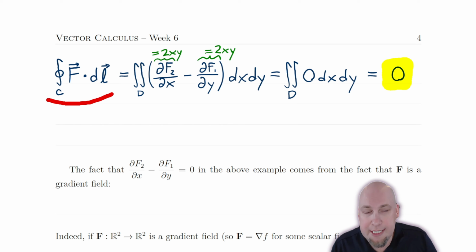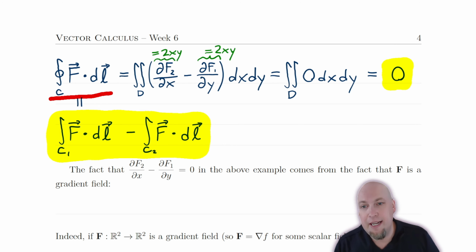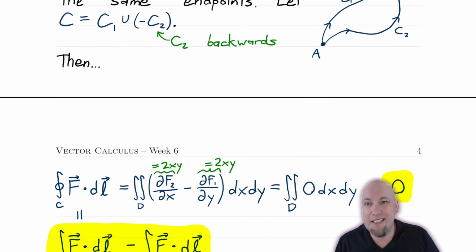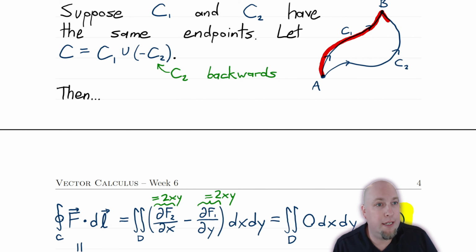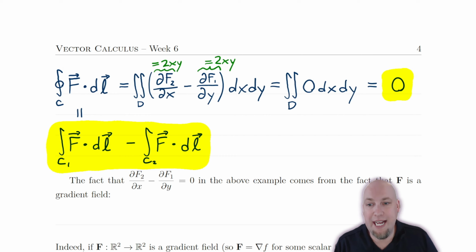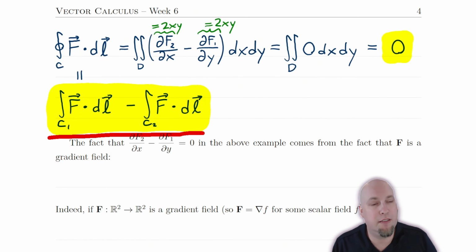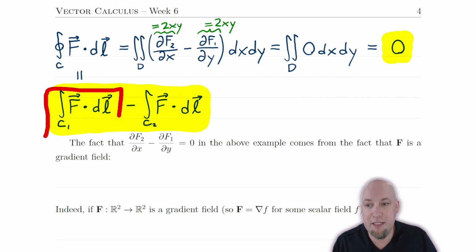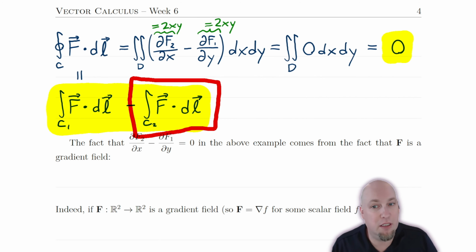So this vector line integral around the boundary is 0, but this vector line integral over C, I can break up into a sum of two different vector line integrals, right? I can break that up because C is the union of these two curves. If I integrate all the way along this curve, that's the same as integrating along C1 and then also integrating along negative C2. So that's what I've got here. And this minus sign rather than a plus sign is just because C2 is oriented backwards. So I get that this difference of vector line integrals equals 0. In other words, this vector line integral over C1 has to equal this vector line integral over C2.